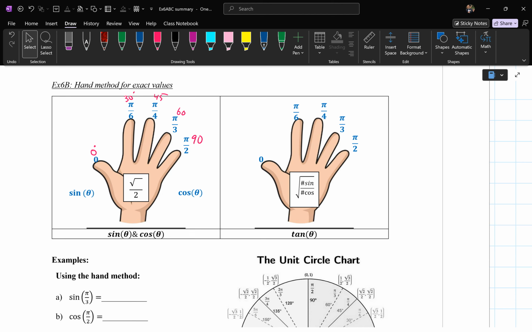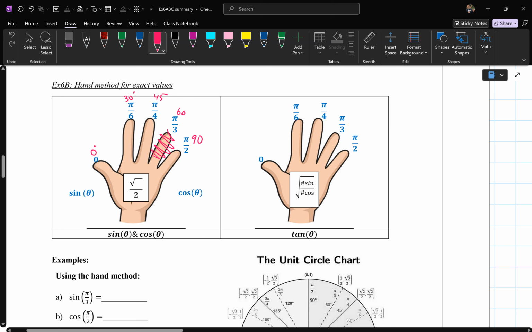6, 4, 3, that's 60 degrees. So it is your ring finger. Drop down the ring finger. So if I drop this finger down, I'm just going to cross it off. There you go. Imagine you drop that one down.